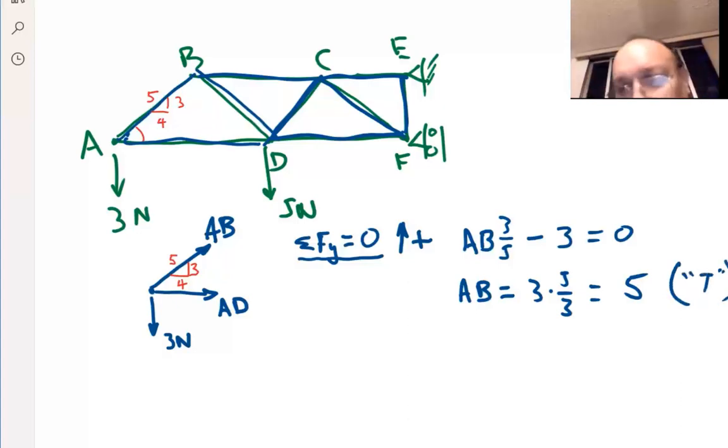Without looking at the picture, I know that positive is tension, because I assumed tension and I got positive. So if I always assume tension, then if I get a positive, it's tension. If I get a negative, it's compression. So now let's do summation of forces in the x direction.